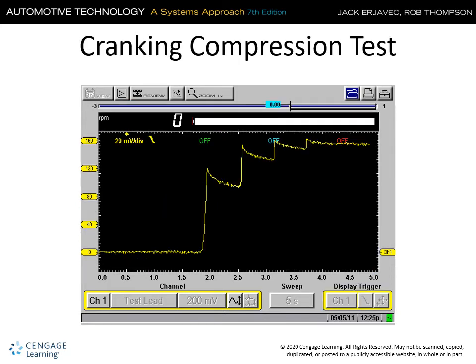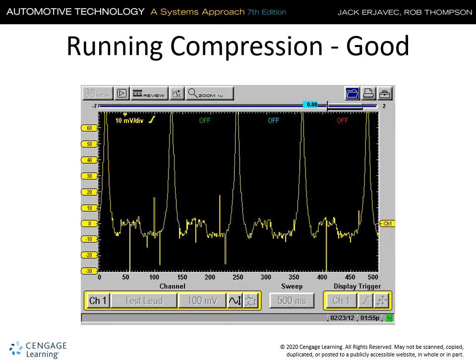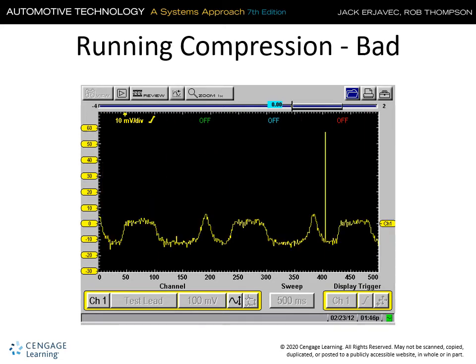This is a graphing version of a relative compression test. This is a graphing version of a cranking compression test, running compression test graphic version on a scope. And this is the scope version of a running compression test showing that we have a concern in the valve train at that location.